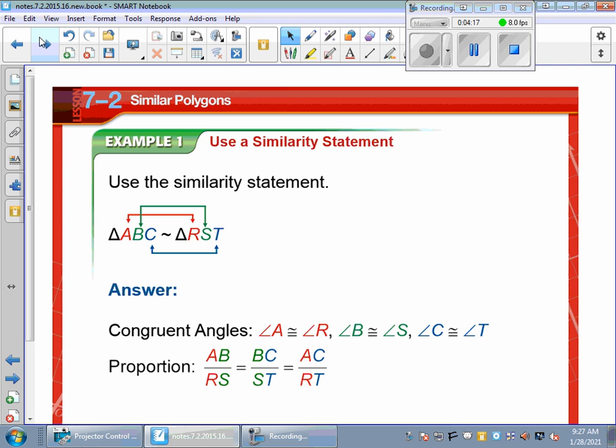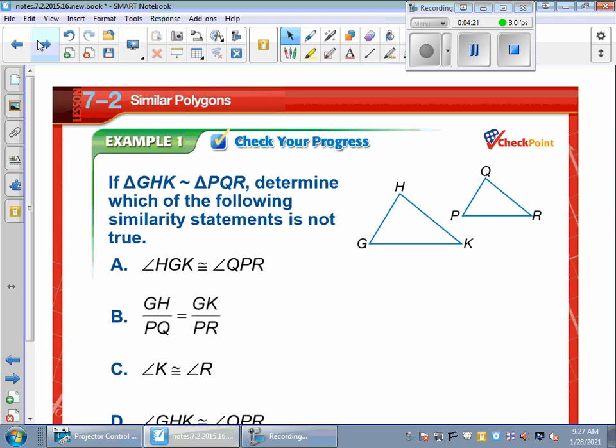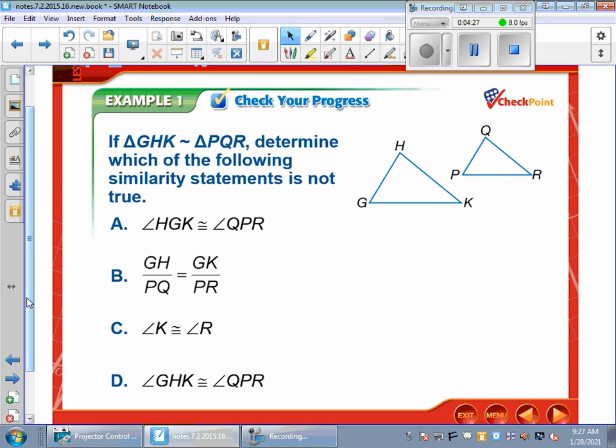So this kind of walks you through the same thing, gives you the same answer that I just went through there. So here's an example for you. Determine which of the following similarity statements is not true. So if you look here, angle HGK is right here. Is that with QPR? So again, does G match up with P? Yes, that one's good. So the next is GH.